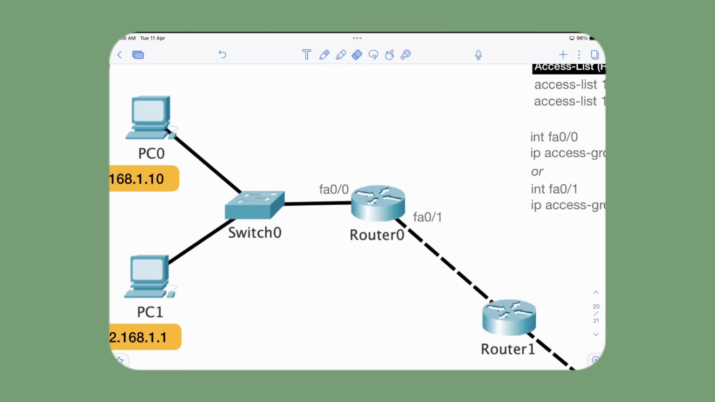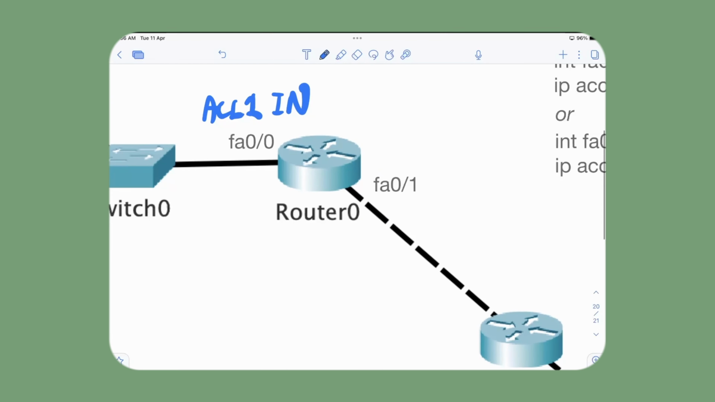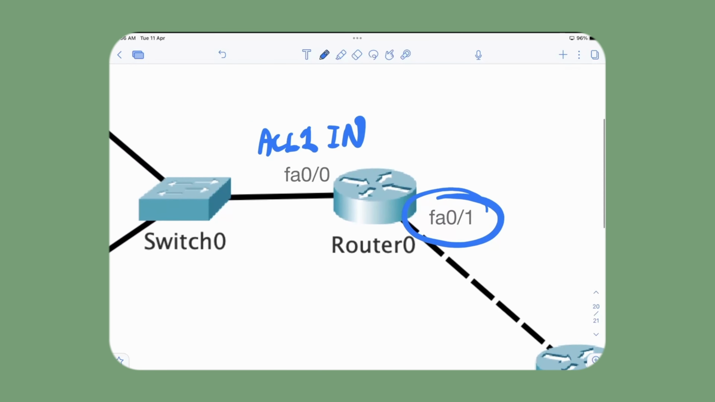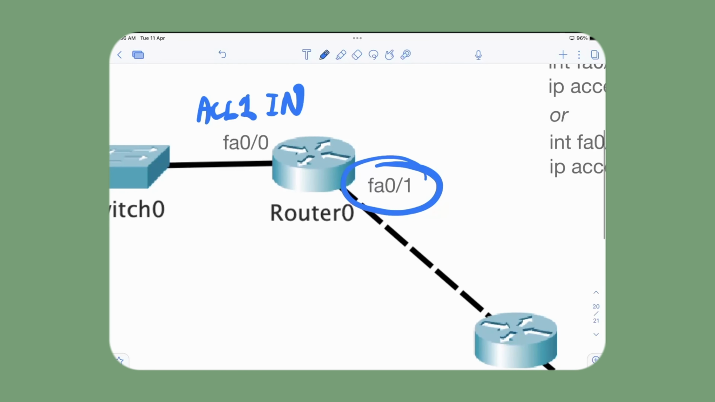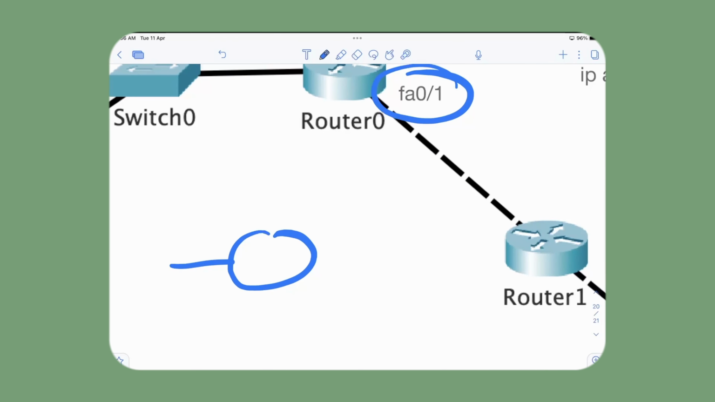Okay, so now you know this is the correct answer. If I want to do ACL 1 in FA00, it must be in, not out. Okay? Now the other answer is you can actually put it here. It's also correct. For example, if I decided to put it here, let me draw this again.